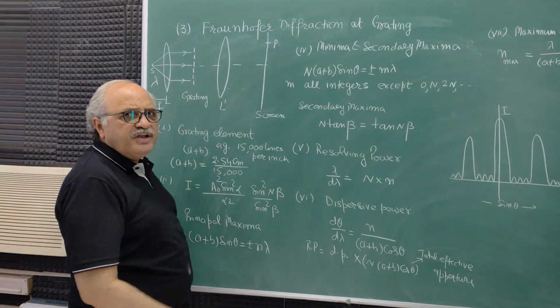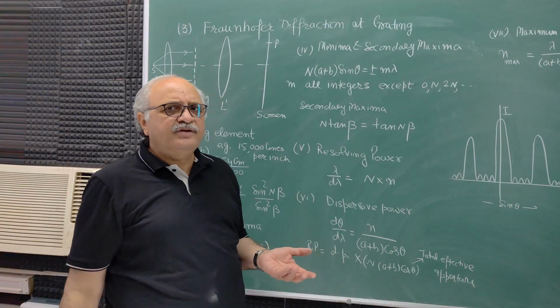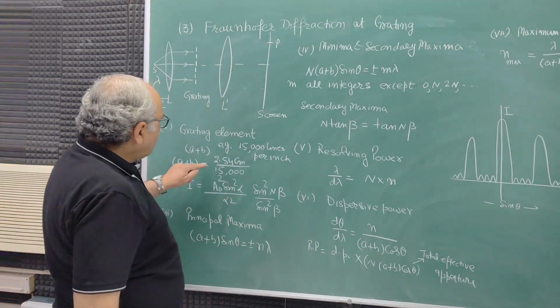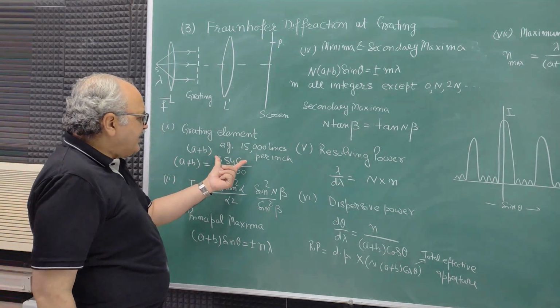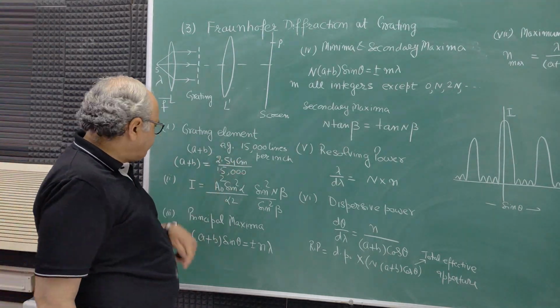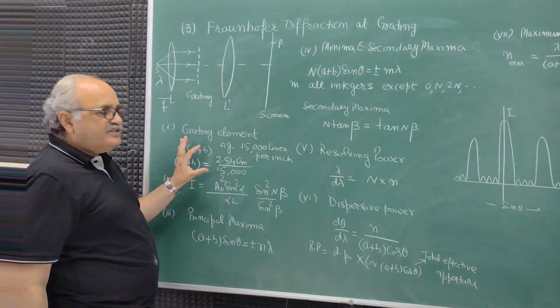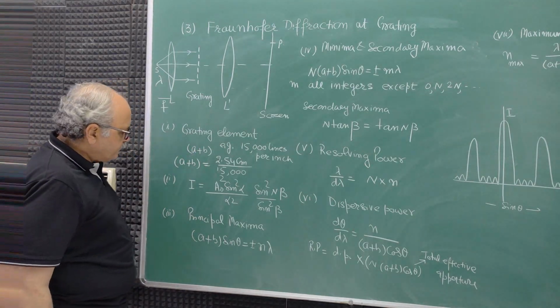You can change it to meter or any other unit which is convenient to you. So remember, for the number of lines in a particular unit, you take a length and divide by the number of lines. This gives you the grating element. This is one of the very important parameters.